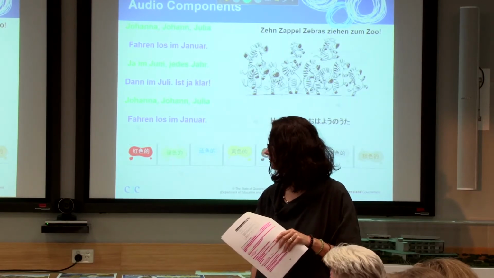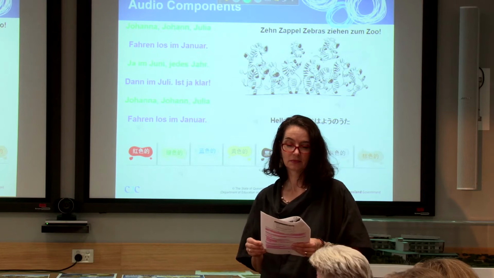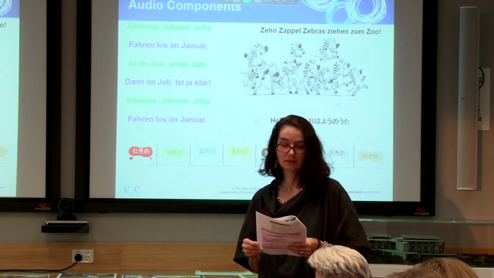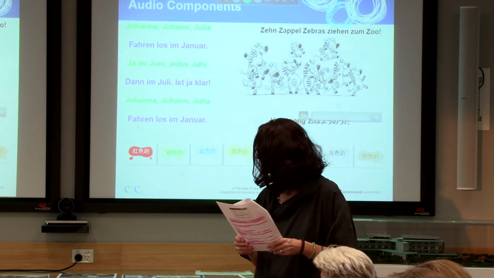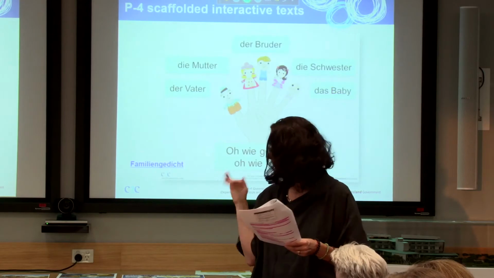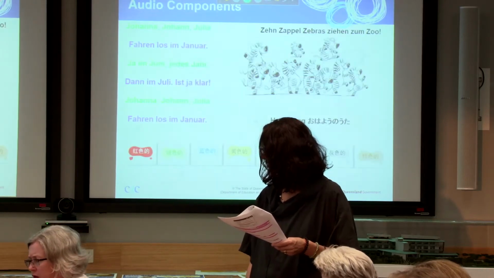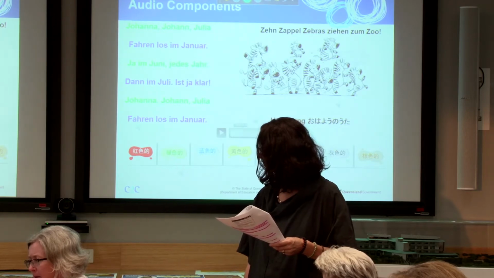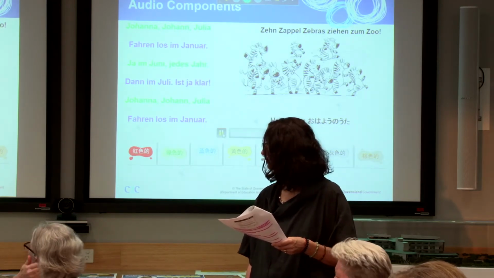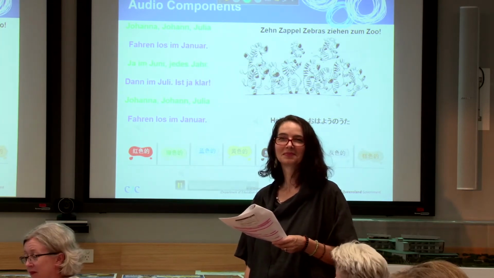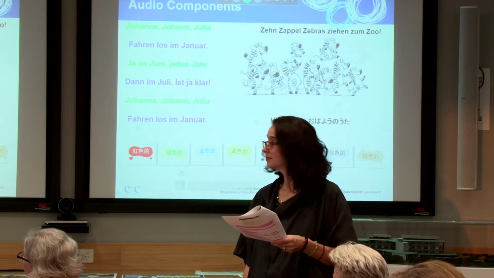Fahren los im Januar, ja im Juni jedes Jahr, dann im Juli ist ja klar. Johanna, Johann, Julia, fahren los im Januar. Okay, so another one. 10 Zappelzebras ziehen zum Zoo. Ohayou, Sensei, Ohayou, minasan. 红色的红色的 red red red, 绿色的绿色的 green green green.